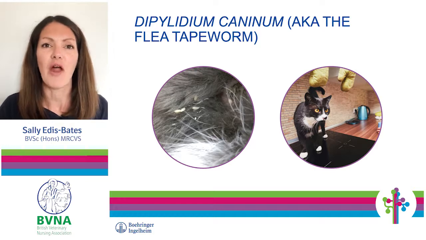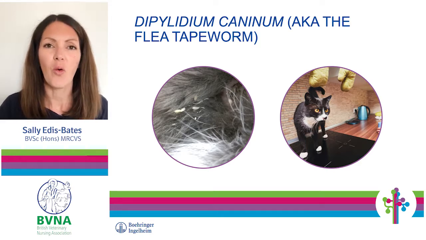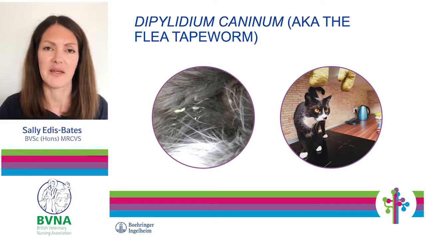Dipylidium caninum is rarely associated with clinical signs in dogs and cats, but some owners will notice the presence of tapeworm segments either in their pet's faeces or on the fur around their pet's bottom, and they look like small flattened grains of rice. Understandably, no owner likes to see these tapeworm segments on their pet.